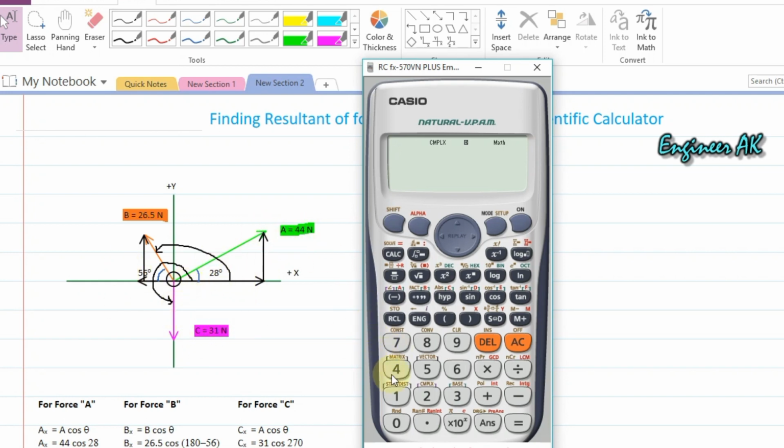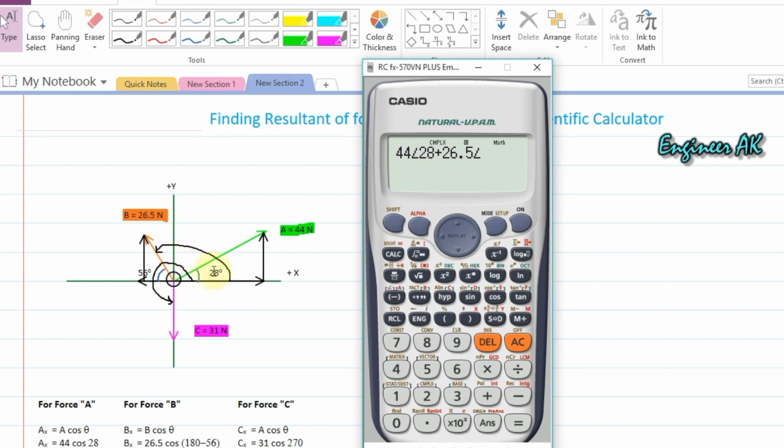So for the first one, it has magnitude 44, then you will activate the angle option by pressing shift. If I press shift and then this angle sign, then put the angle that this component is making with the positive x-axis, so it is 28. Then you have to add the second component, so it is 26.5, shift, and the angle that it is making is 180.